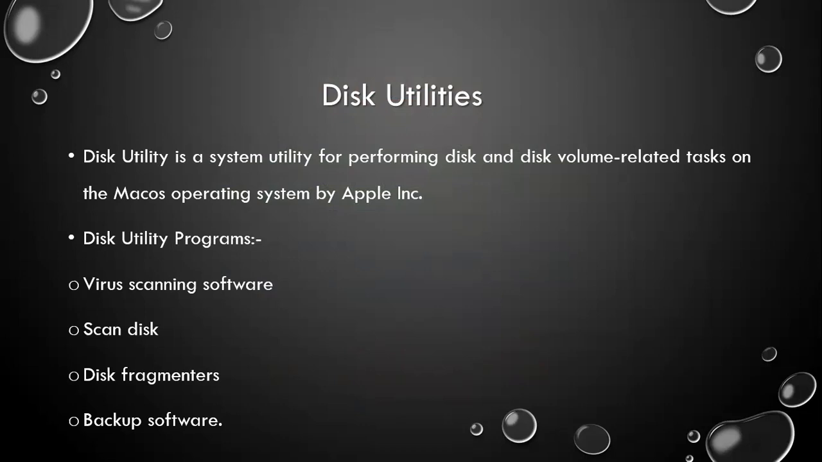So disk utility is a system utility for performing disk and disk volume related tasks. So disk utility is a maintenance program for memory. For example, we have the memory of the computer, and this memory is maintained by the disk utility. There are disk utility programs. As we can see below, there are four disk utility programs given there.